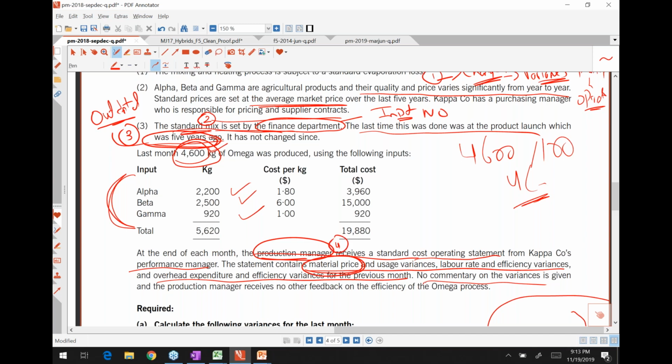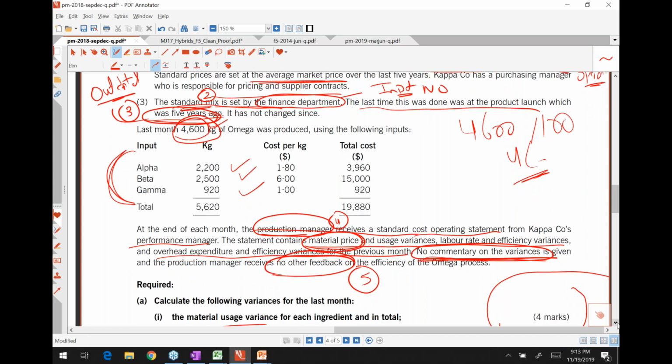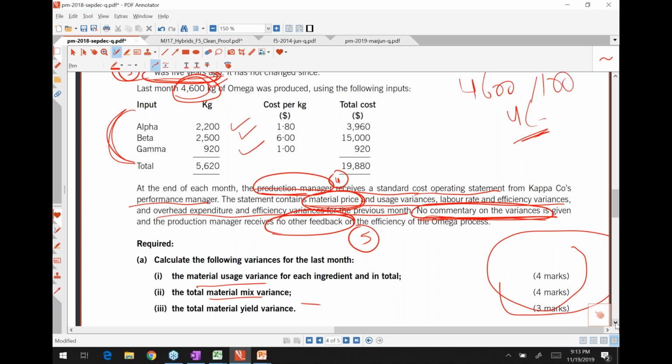Then no commentary on variances is given. No feedback is given. No commentary, no reasons, no feedback, which means the manager will never know what happened, what was the reason, who is responsible for the factors that are outside the control of the production manager, as you are not providing him anything about that. So how can you assess his performance? So if you see, my answer is to the point. I'm not assessing his performance. I'm not commenting about favorable adverse variances.